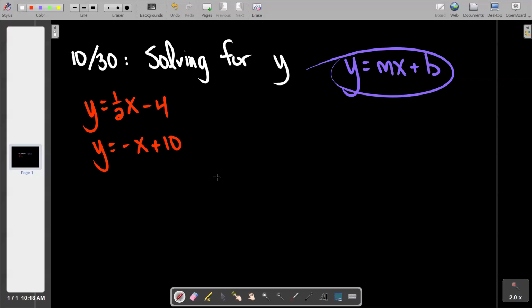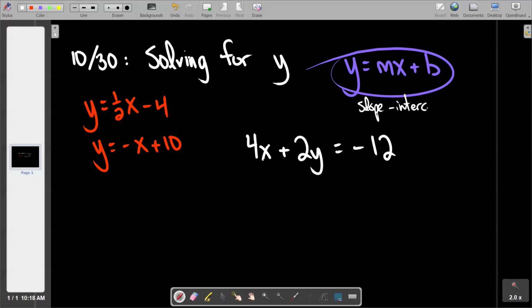We'll start with something nice and simple. Let's say we had something like 4x plus 2y equals negative 12. The format that this equation is currently in isn't useless. It's just not what we want today. This format is called standard form, and we want to convert it over to slope intercept. Have I said that out loud yet today? This purple thing is called slope intercept form.